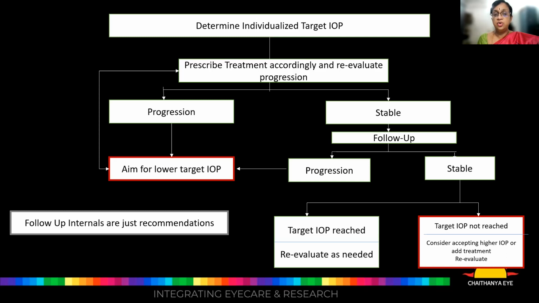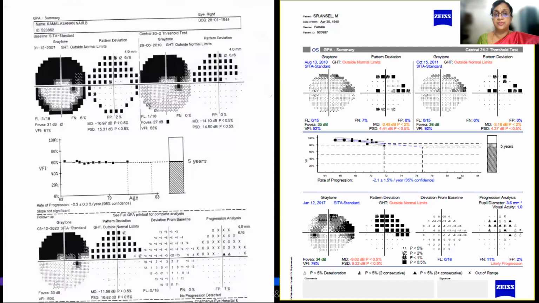If it is progressing, you have to aim for a lower target. And even if you're following up a stable case, whenever it progresses again, you have to redo and have another, a revised target intraocular pressure. So re-evaluation and reassessment during the course of the lifetime should be done as the patient is followed up.